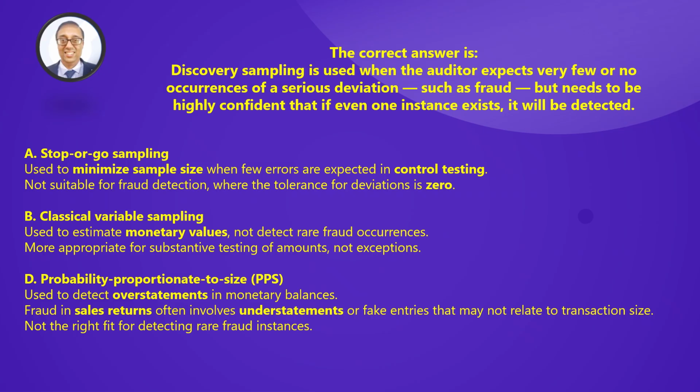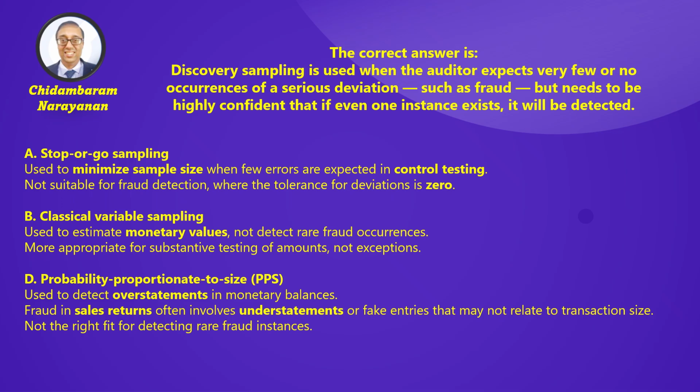Is discovery sampling the right answer? It's exactly designed for this situation. Discovery sampling means you are typically expecting very few or zero occurrences. You also need high confidence that if a fraud exists, you will definitely find it as the auditor. It is also the method that ISACA is expecting you to identify, especially when it says tolerance for deviation is next to zero or close to zero. In the case of fraud, you have to look at this option as one of the best options for you. 90% of the time, this will be the right answer.